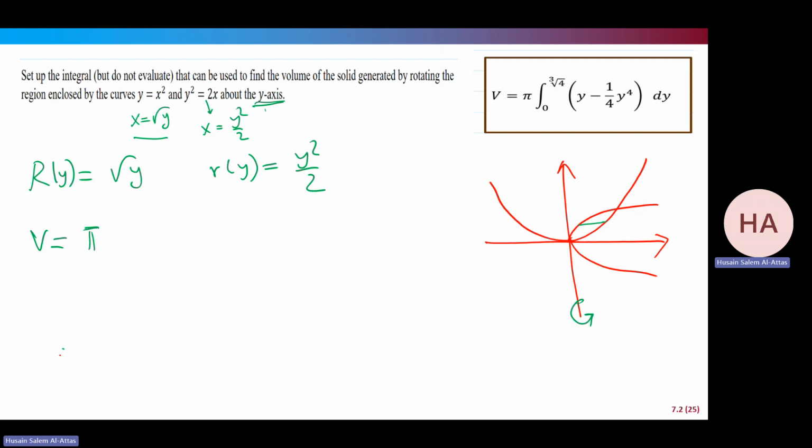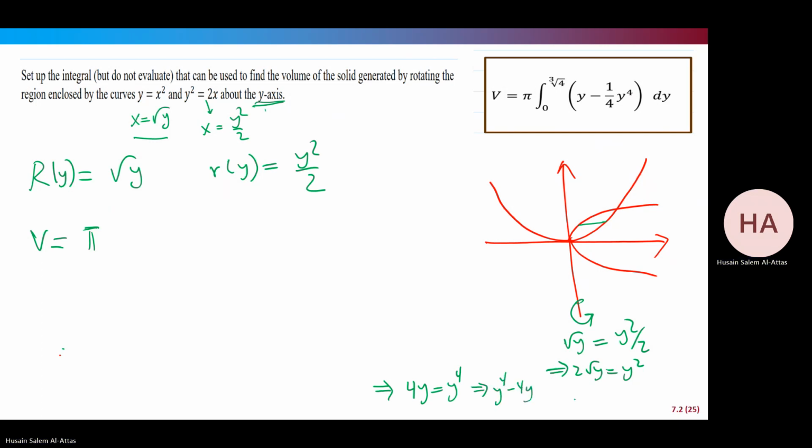I'm talking about the y values. So the intersection point: I have square root of y equal y squared over 2. So I have 2 square root of y equal y squared. Square it: I have 4y equal y to the power 4. So I have y to the power 4 minus 4y equal to 0, so y cubed minus 4 equal to 0. So I have y equals 0 or y equals cube root of 4.